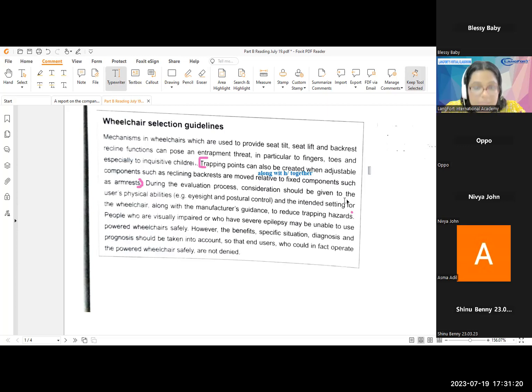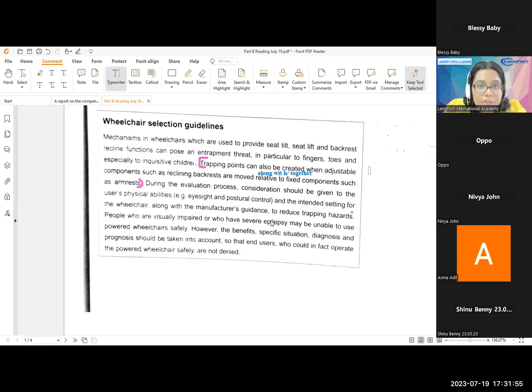So according to the extract, there are different mechanisms in a wheelchair, such as changing the seat, lifting the seat, reclining the backrest, all those things. All those can be an entrapment threat. And these trapping points get created when you try to move fixed components along with adjustable components. So while you're evaluating a patient, you need to consider their physical ability, the intended setting of a wheelchair, and what the manufacturer has told about the wheelchair. So all this will help us to reduce trapping hazards.